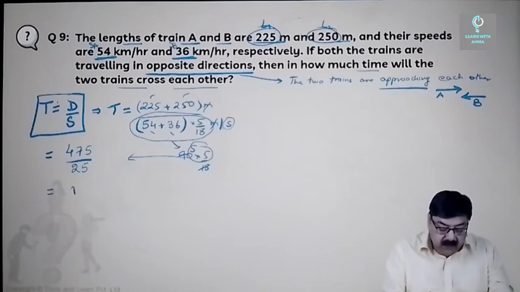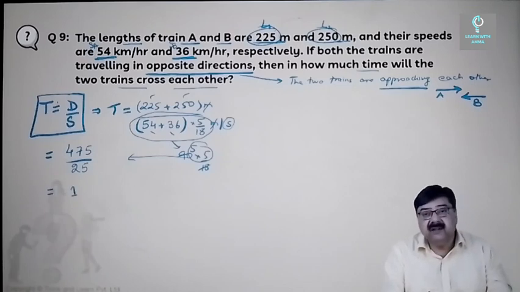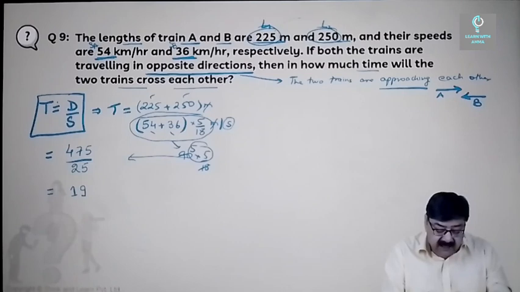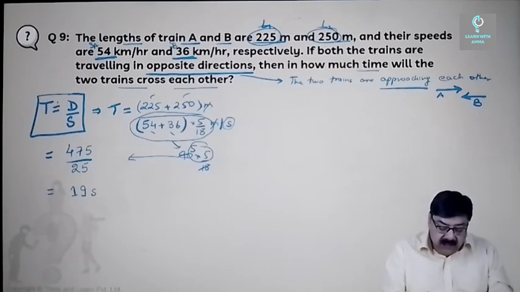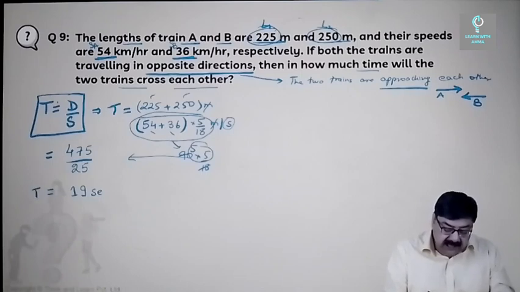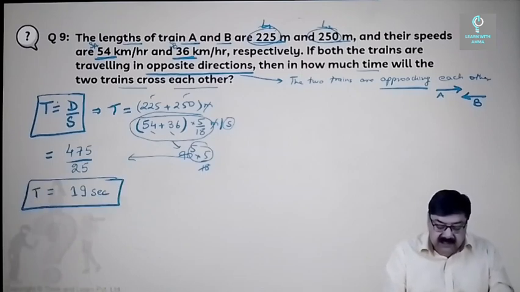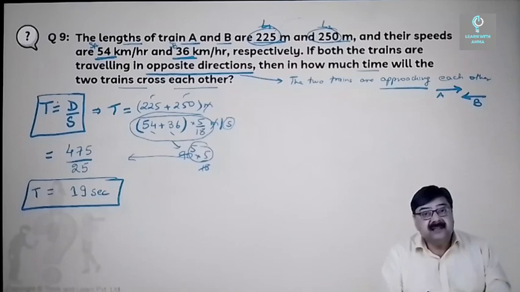So 25 into 19 is 475. Combined with 5, 225 divided by 25 is 9. As 25 into 9 is 225. So the total time taken here for the two trains to cross each other shall be 19 seconds.